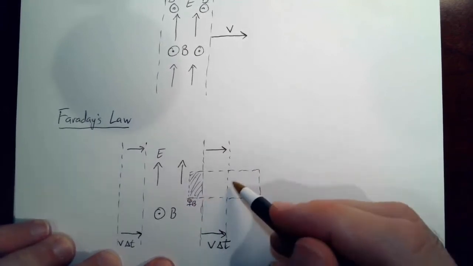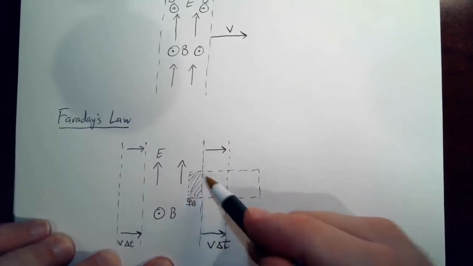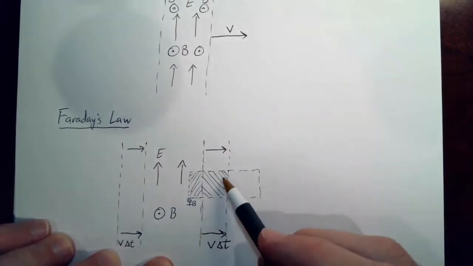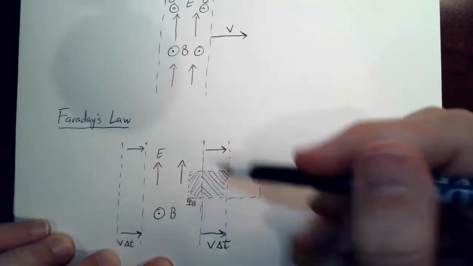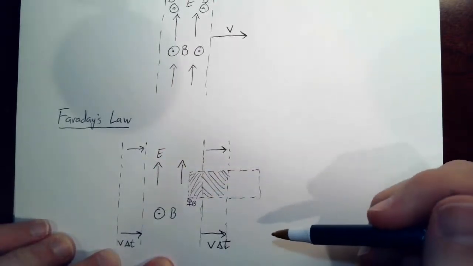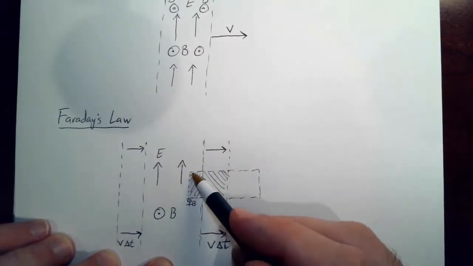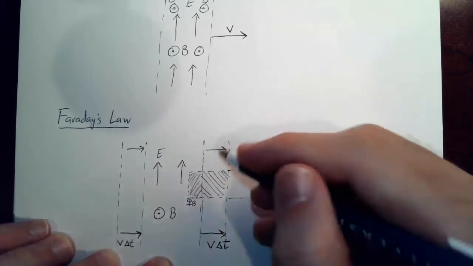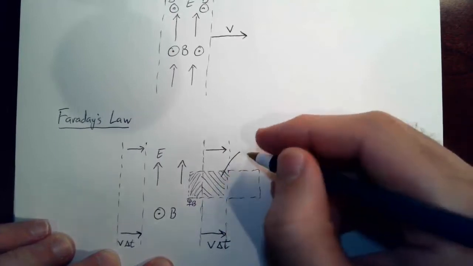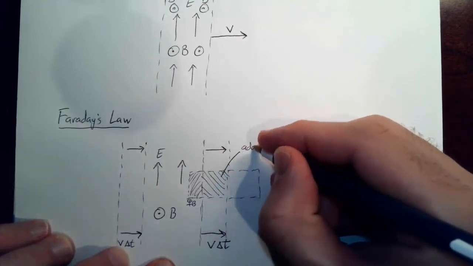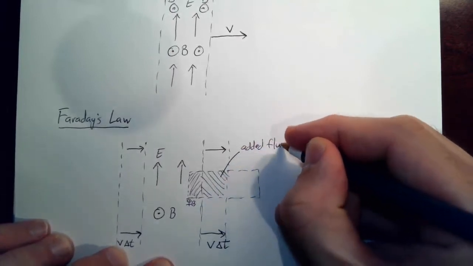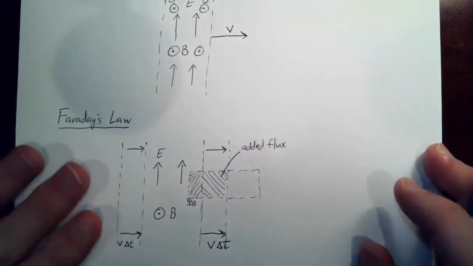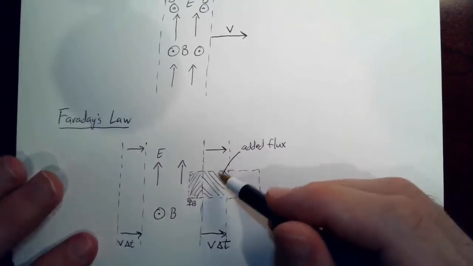But after it shifted, now this and this lie inside of the slab where we have a magnetic field. So the flux has grown from just this to all of this. Okay, so this region right here is the added flux as a result of this slab moving to the right with the velocity v. So how much flux was added?